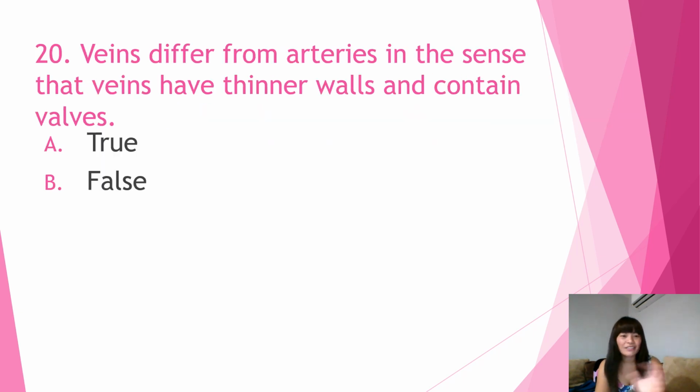Okay, number 20. Veins differ from arteries in the sense that veins have thinner walls and contain valves. So this is a true or false question. Veins differ from arteries in the sense that veins have thinner walls and contain valves. Is it true or false? Answer is true.